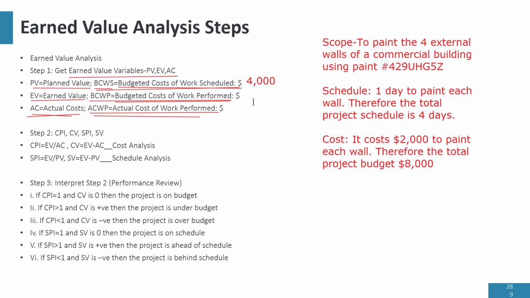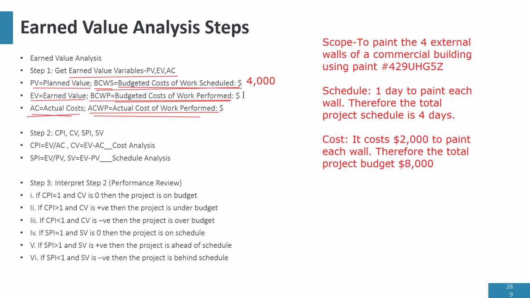Then I look at earned value. What is earned value? Budgeted cost of work performed. Now just imagine that I get a report at the end of the 2nd day that only 1 wall has been painted in 2 days. With that information, I now ask you, what is the earned value? The budgeted cost of work performed. So what was performed? Only 1 wall was painted in 2 days. So what's the budget for that wall that was performed?